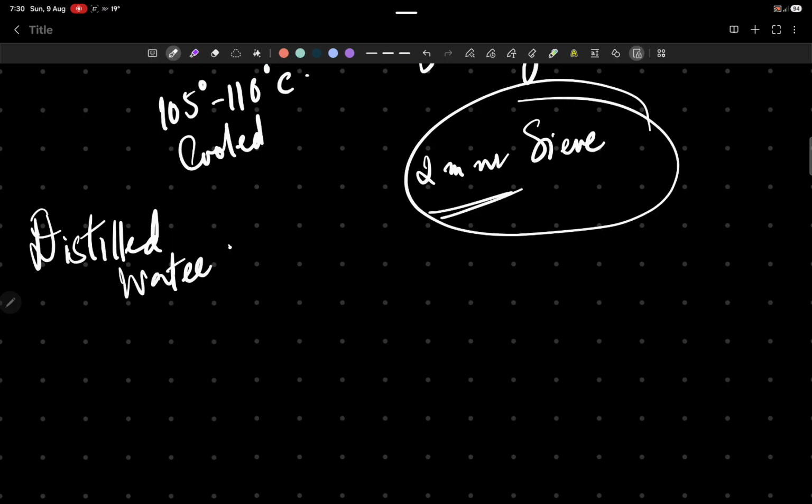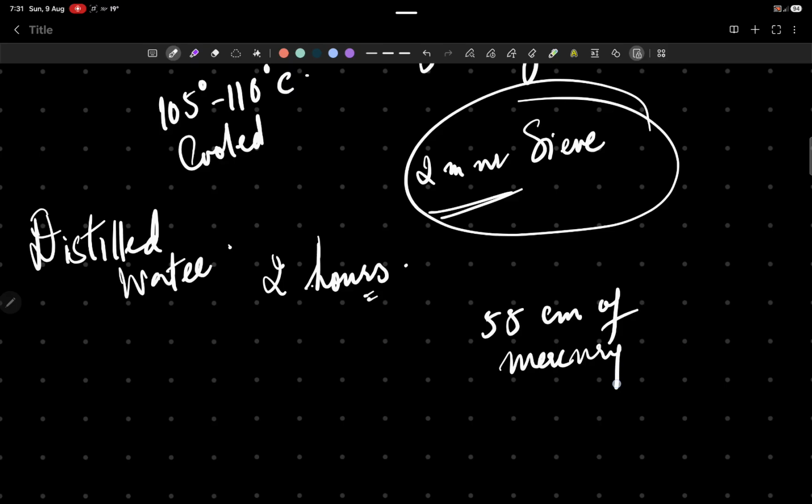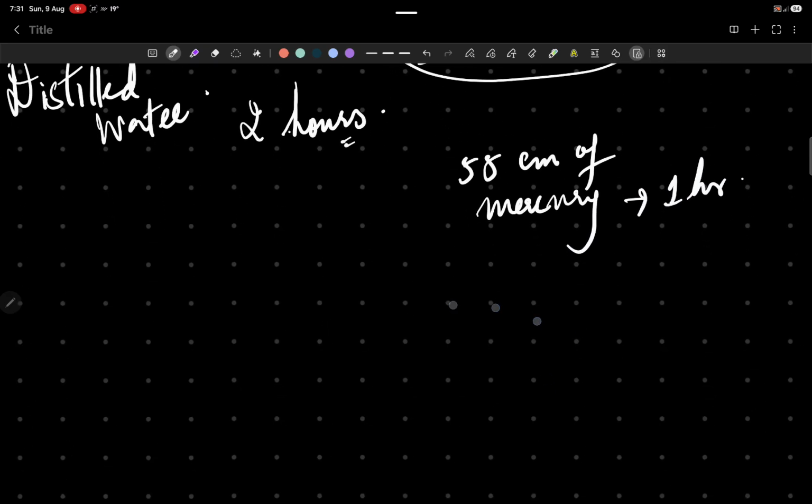The soil is allowed to soak in water for about 2 hours, and more water is added until the bottle is half full. Then the air entrapped in the soil is expelled by applying a vacuum pressure of about 55 centimeters of mercury for about 1 hour in a vacuum desiccator.